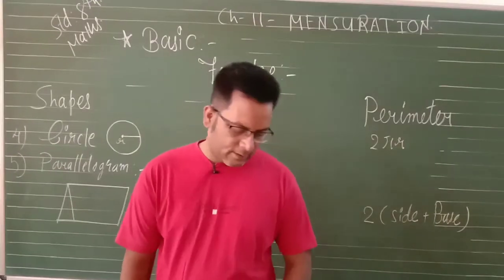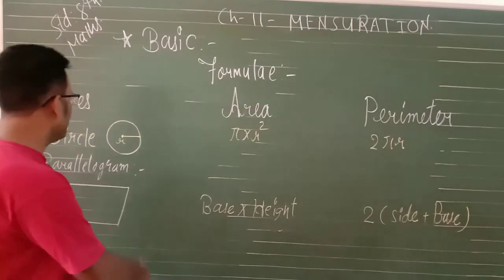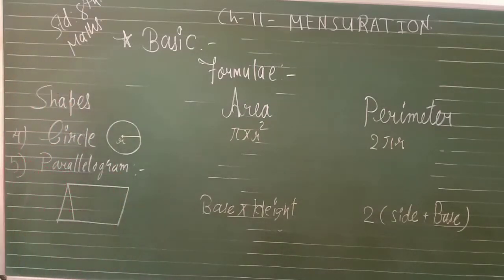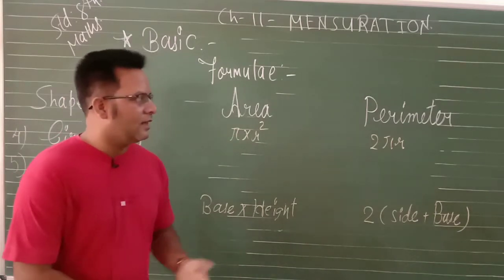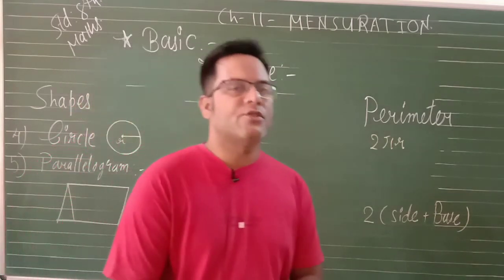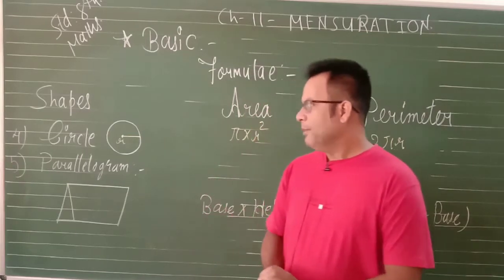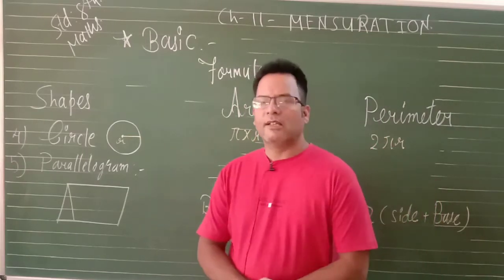Shape number 4, that is circle. You can see I have shown you radius. Area of circle will be pi into r square, that is pi r square, and perimeter of circle will be 2 pi r. We will be dealing with the sums of circle also in this chapter.